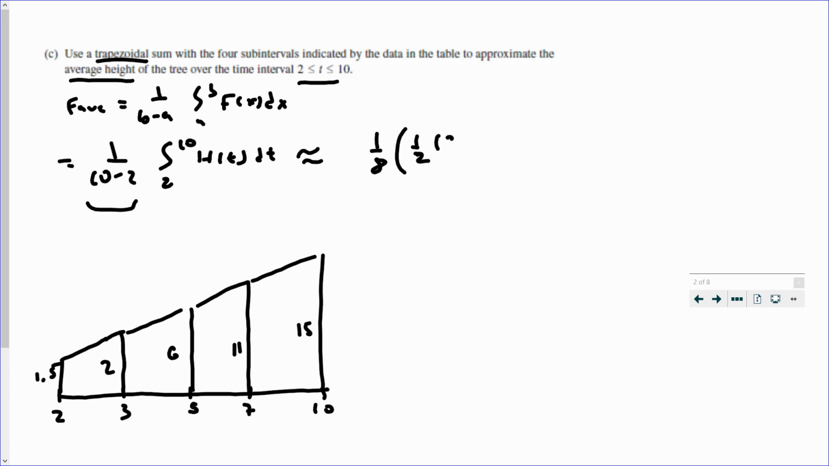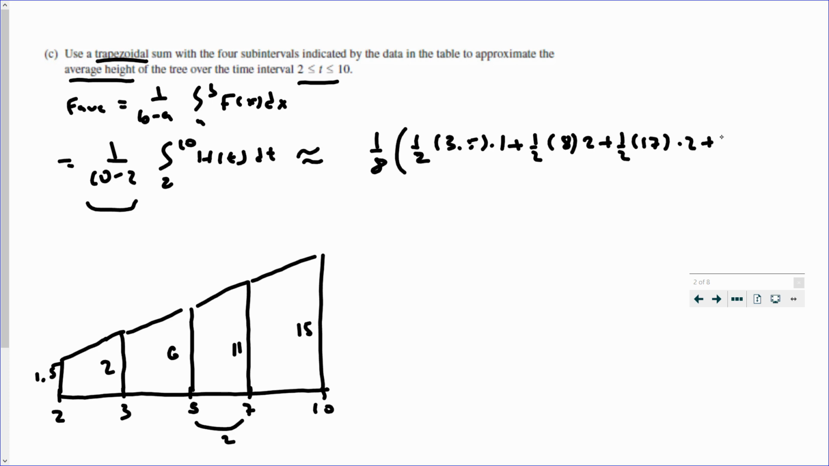That's 3.5 times 1 plus 1/2. The next one's going to be 8. 6 plus 2 is 8. And the difference there is 2 plus 1/2. 6 and 11 is 17. It has a base of 2 right there as well.